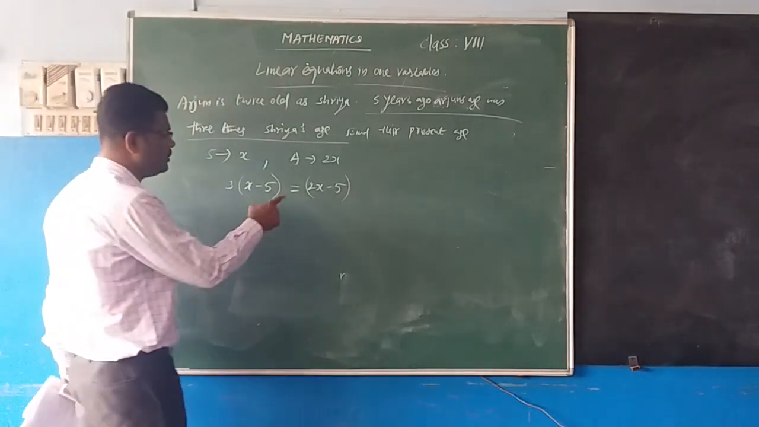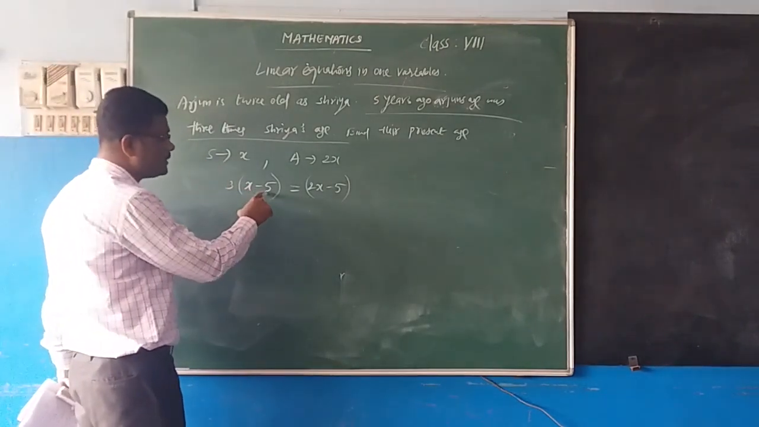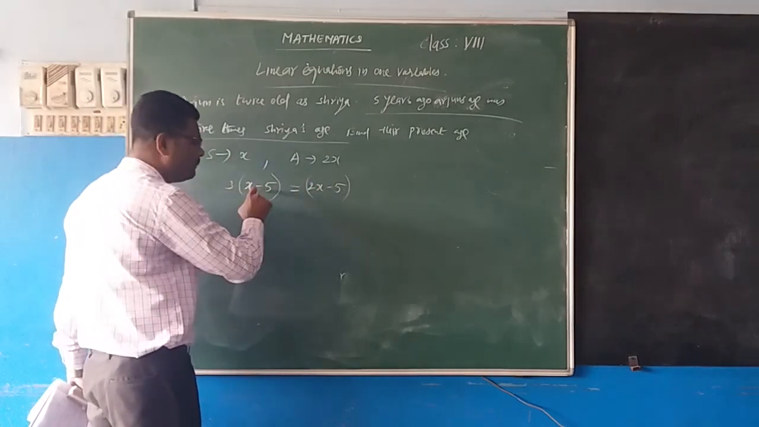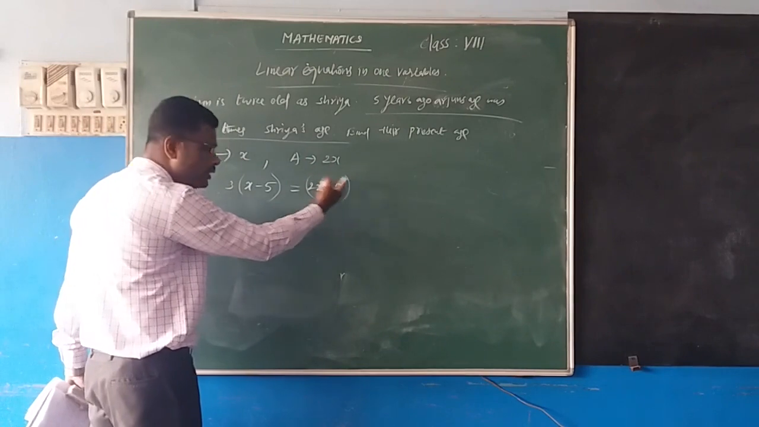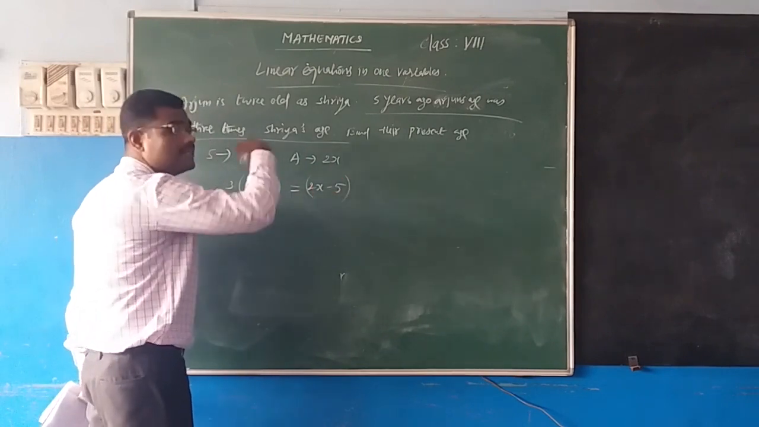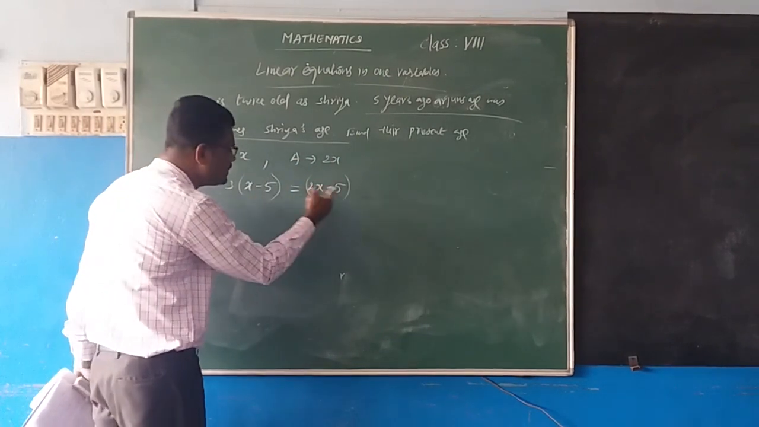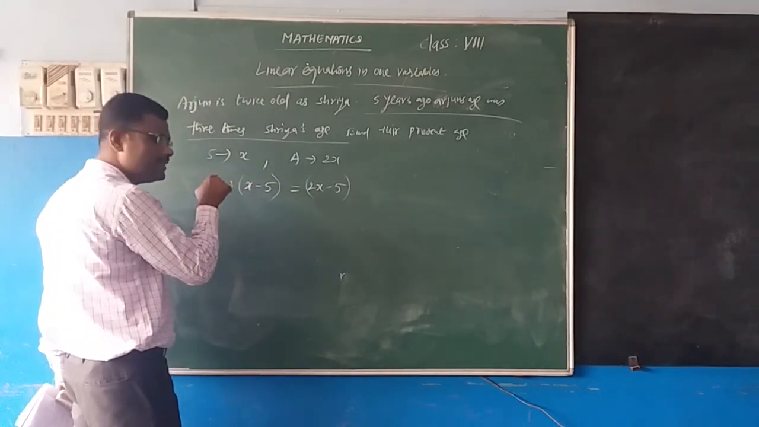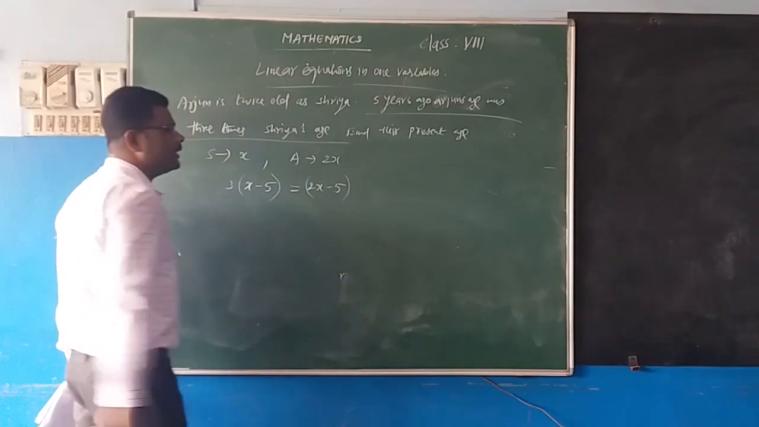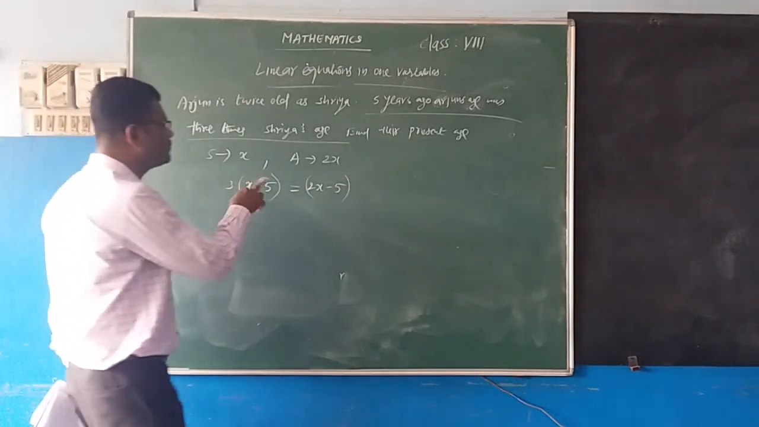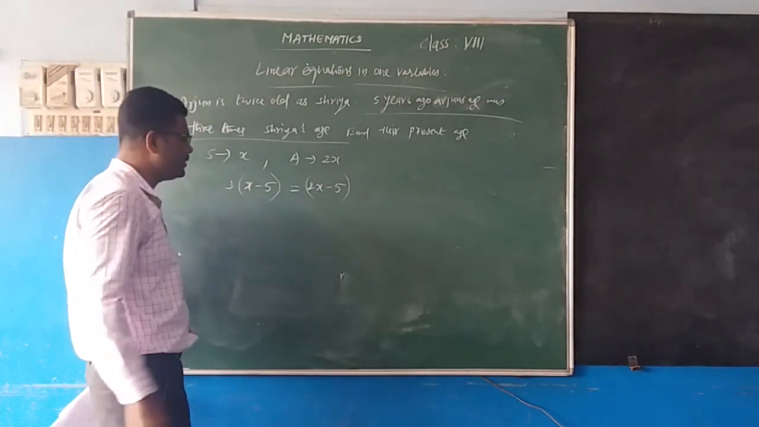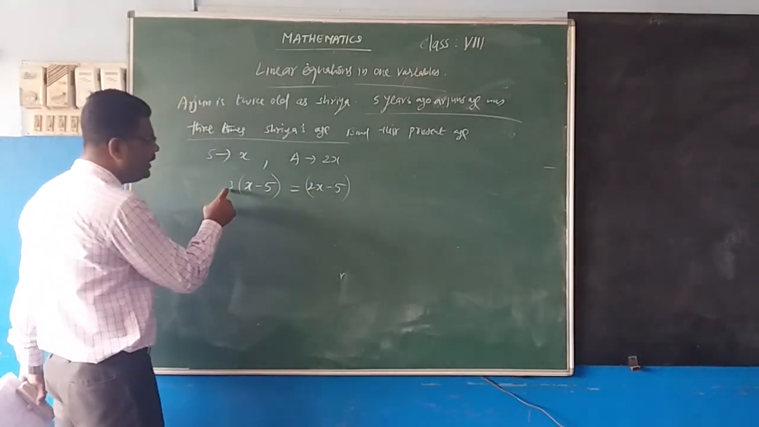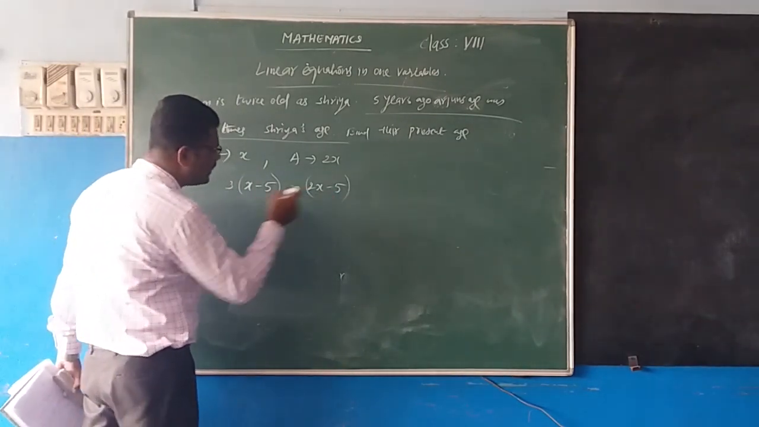This is given. For both, minus 5 indicates 5 years ago. If it is plus, it is 5 years after. So 5 years ago, Arjun's age is 3 times Shriya's age. So this is the equation. We need to simplify this. 3 into x minus 5 is equal to 2x minus 5.